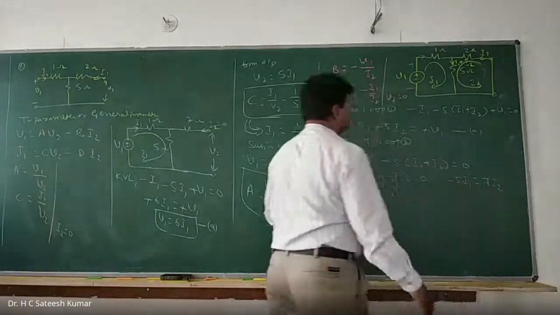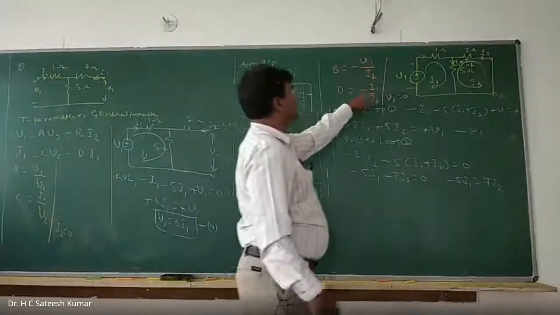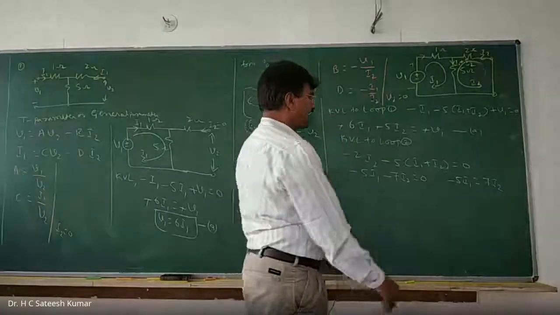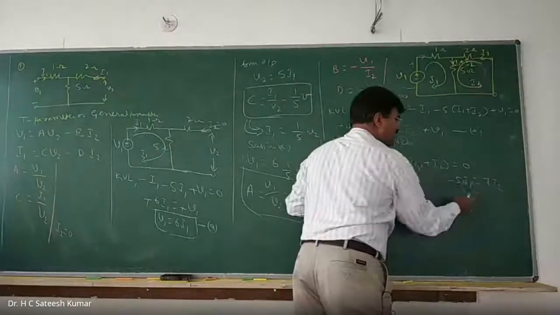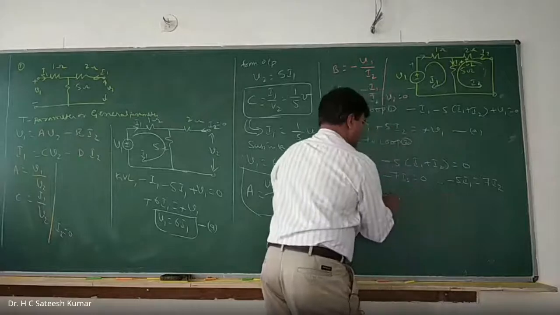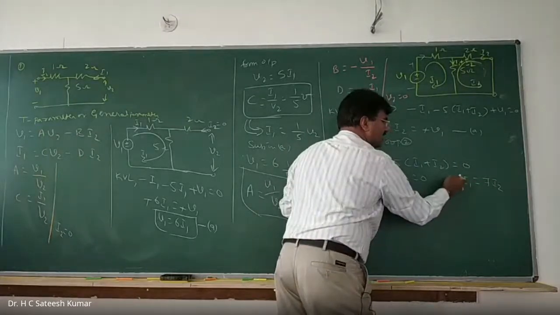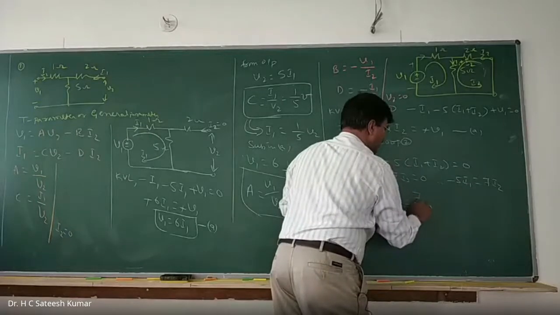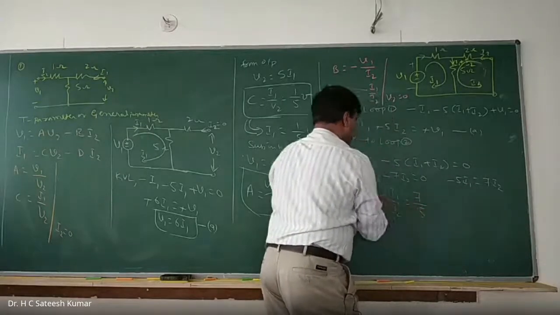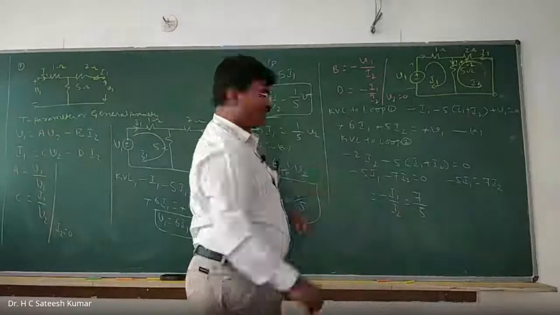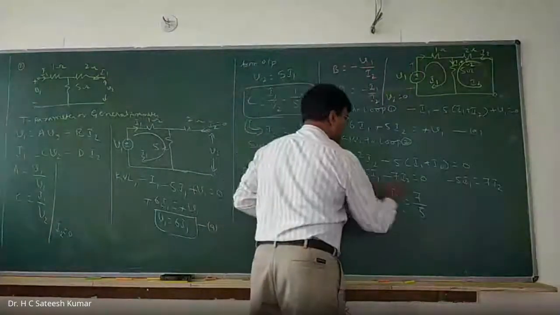Okay, what do we want? We want minus I1 by I2. Minus I1 by I2 means you transfer this to this side, so the minus sign is there. I1 by I2, you take this side and transfer 5 to the other side, so 7 by 5 you will get. But minus I1 by I2 is what? D. We got the answer.